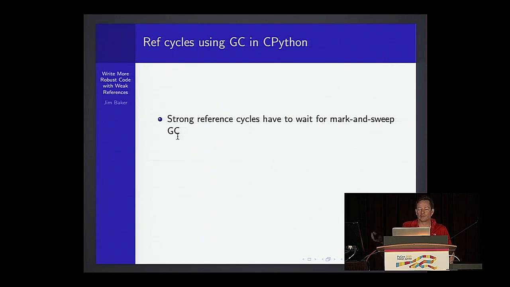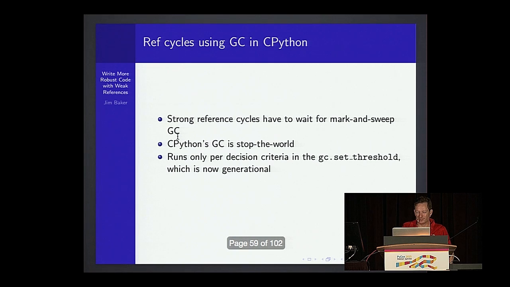So why do you want to avoid those strong reference cycles? Well, they have to wait for mark and sweep GC. CPython's GC has unfortunately stopped the world. And if you look at the decision criteria in GC set threshold, even though it's generational, you can see that it's somewhat problematic to just rely on not exhausting, say, files or other expensive resources, even memory.